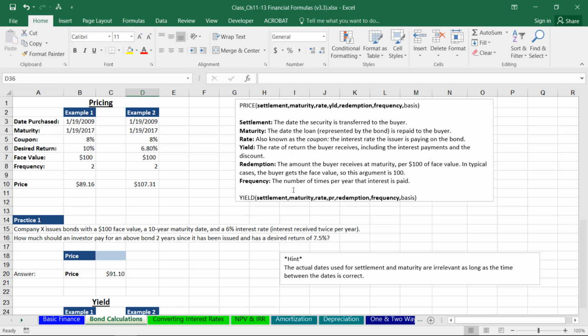The number of times per year that interest is paid is the frequency. It is very common for it to be twice a year. Let's spend our time looking at price and yield. First, how we price these. That depends on a lot of different things, but we need to understand bonds a little bit better first.